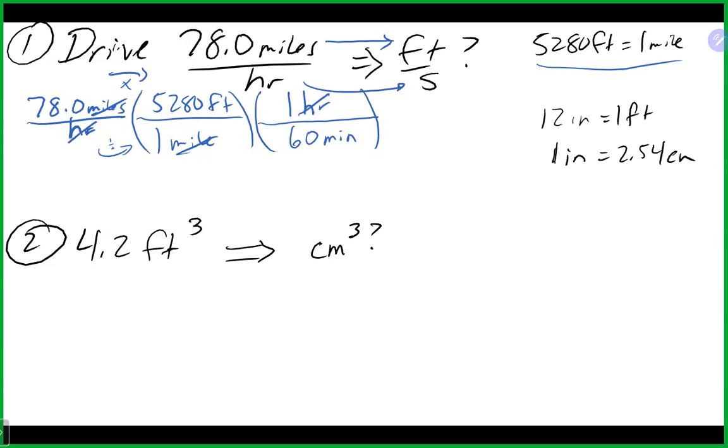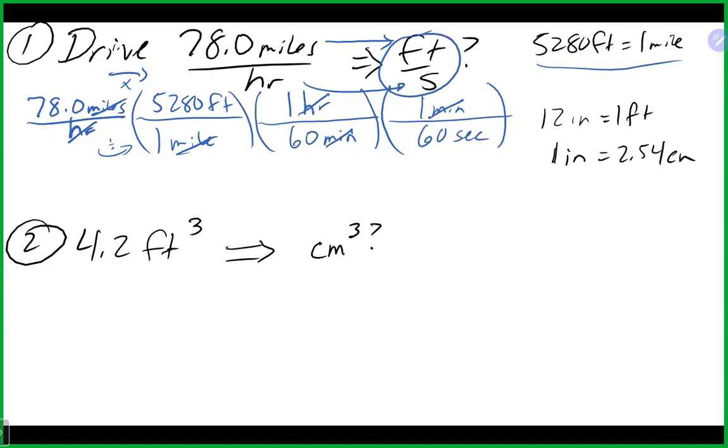Minutes are still on the bottom now. I need to get rid of minutes. So to go opposite of that, in a minute, there's 60 seconds. And again, minutes on top and minutes on the bottom are going to cancel. Now the only 2 units left are feet up on top, seconds on the bottom, which is exactly what we're looking for in this case.